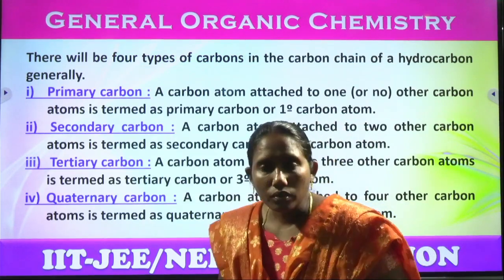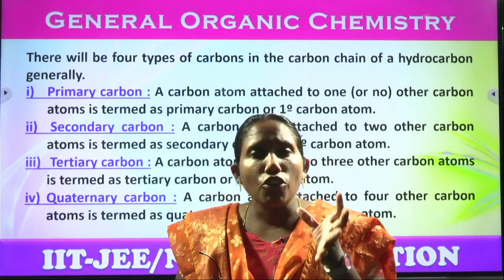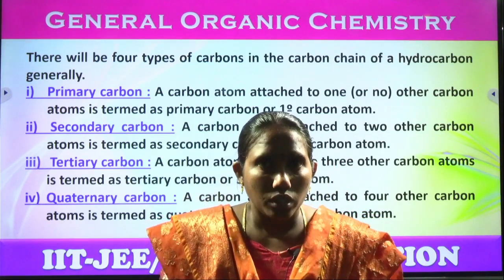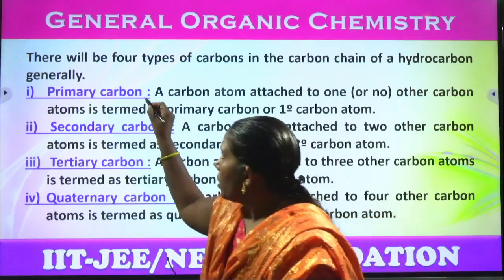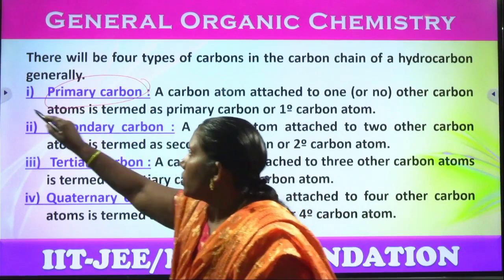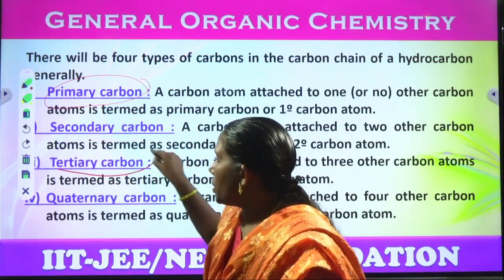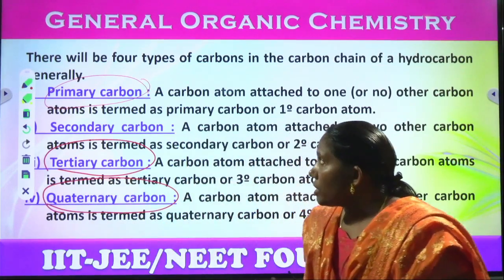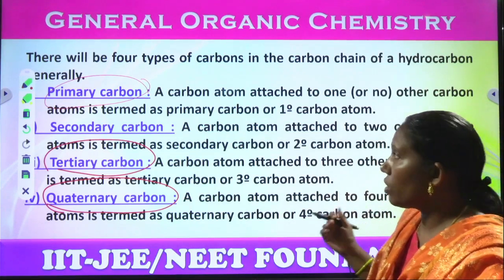Now comes to the next one. There are 4 types of carbon atoms present in the given organic compound. What are those 4 types of carbon atoms? Primary carbon, secondary carbon, tertiary carbon and quaternary carbon. What is this primary carbon, secondary carbon, tertiary carbon, quaternary carbon?